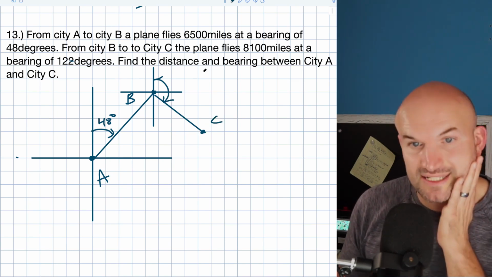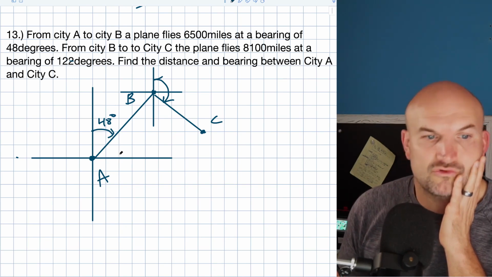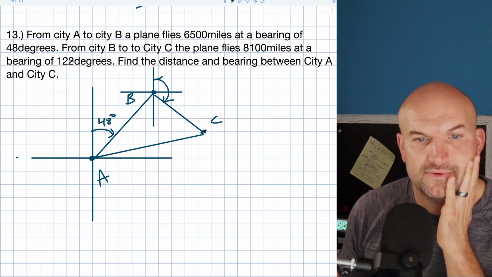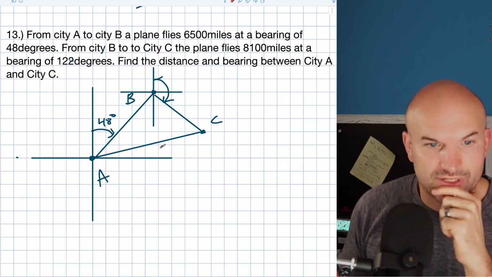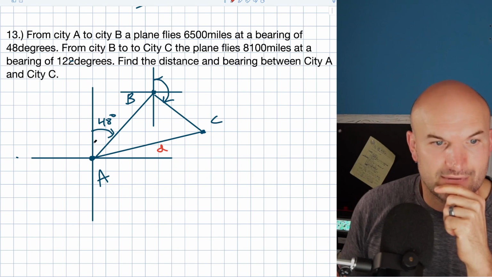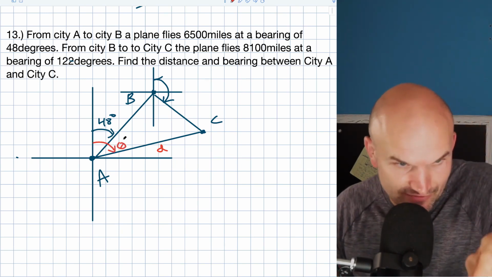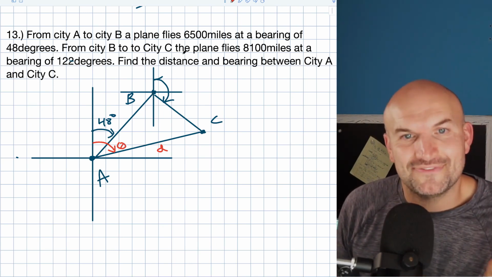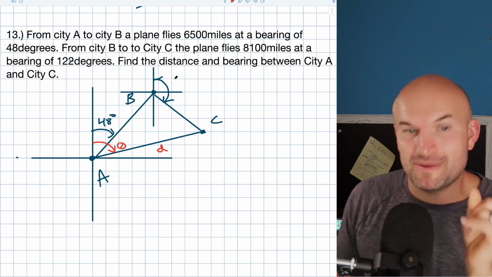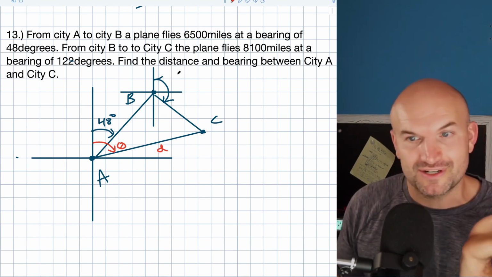Okay, and it says find the distance and bearing between city A and C. Great, so that's going to be here to here. To find this bearing, I'm looking for this distance and for this bearing. The cool thing is I already have 48 degrees, so I just need to figure out what that angle is. Now, this is kind of trouble if we don't have a right angle, so we better have a right angle here because otherwise we're going to be in trouble.